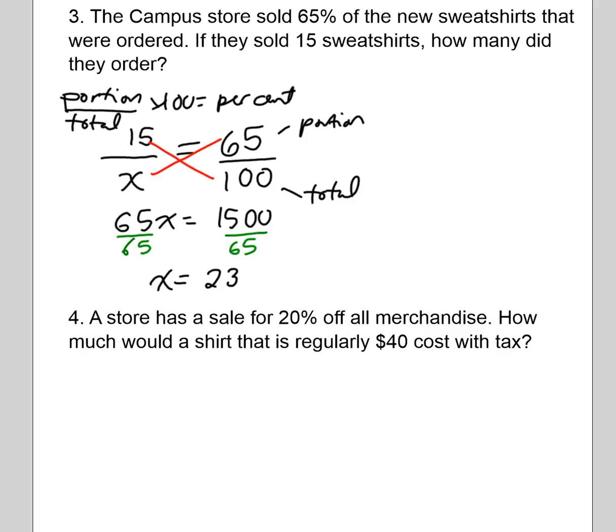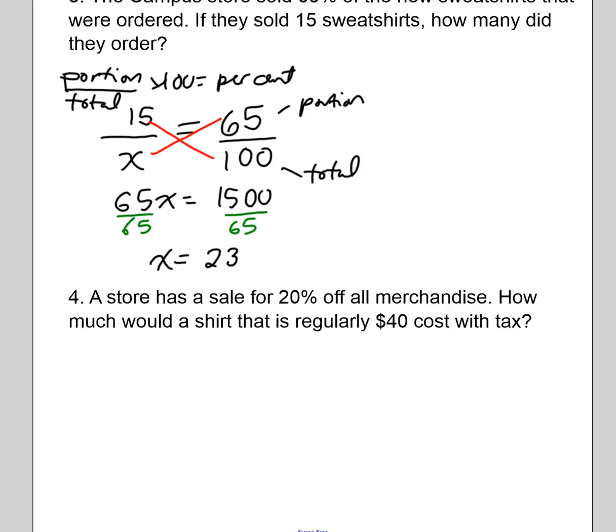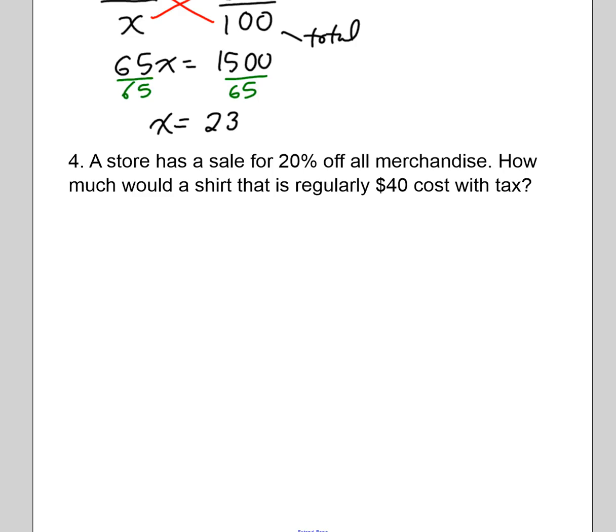So let's look at this last one, and this last one's a little bit tougher. So we have a sale for 25% off all merchandise. How much would a shirt cost? It is regular $40 including tax. So we got to think back to last year. So first thing we have to do is figure out how much we're actually going to be paying for that shirt. And there's two ways of doing it.